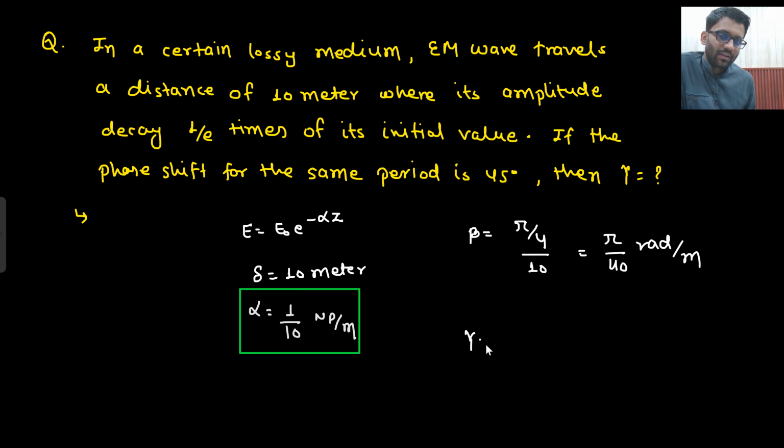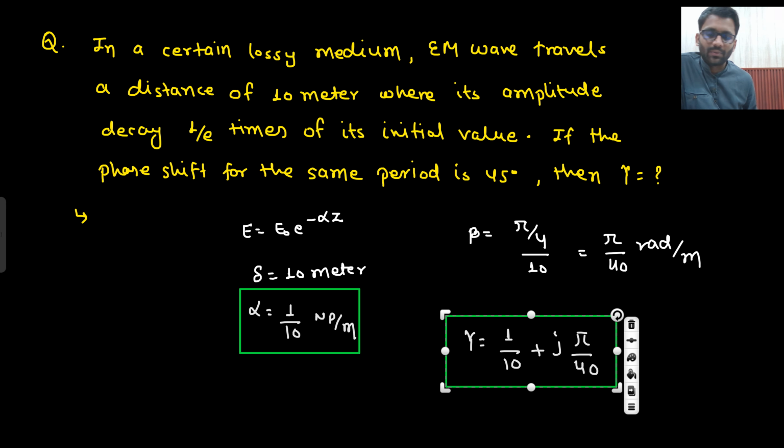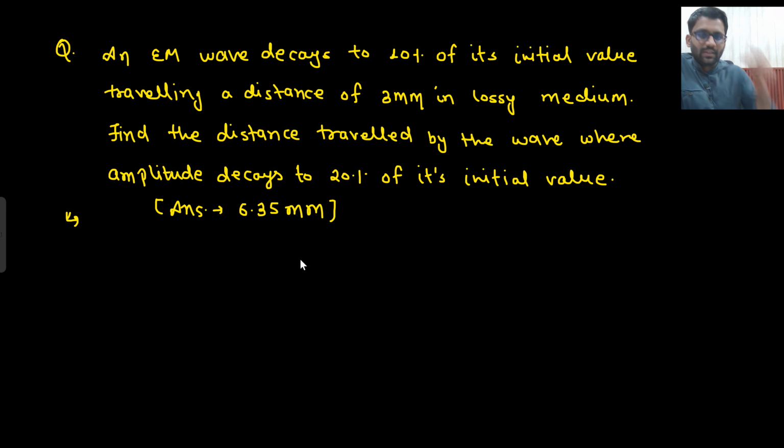So what will be your gamma? Gamma will be alpha plus j beta, that is 1 by 10 plus j pi by 40. This will be your gamma. Is that clear to you? Okay, very easy problem. Let's see this one.